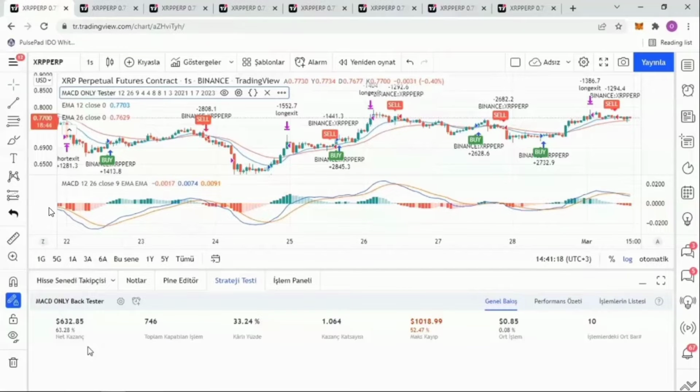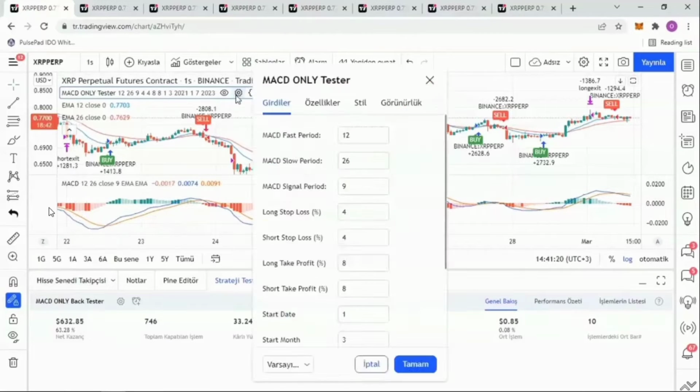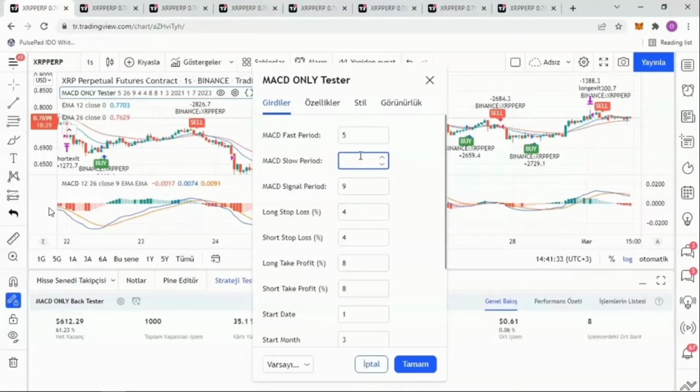But you will see that far more successful MACD strategies exist. What if we change the short term to 5 and long term to 35 and signal period to 5? Let's do it. 35 and signal period is 5.